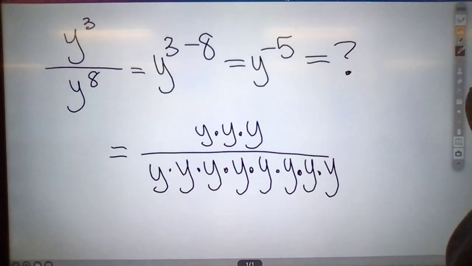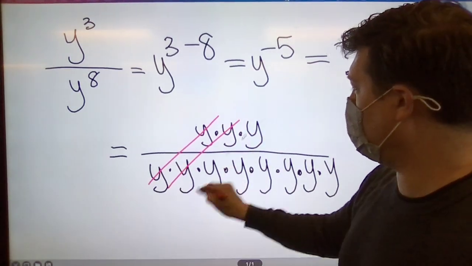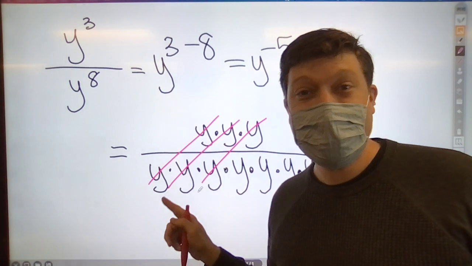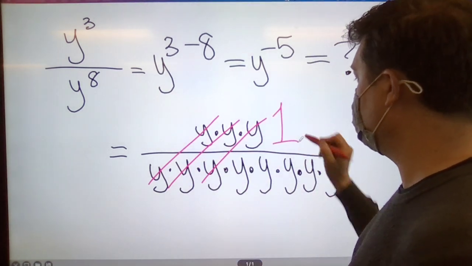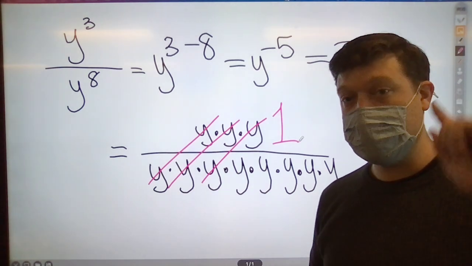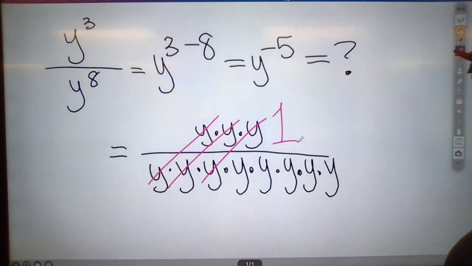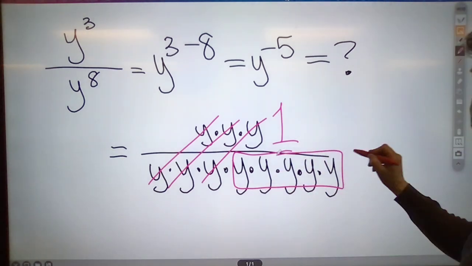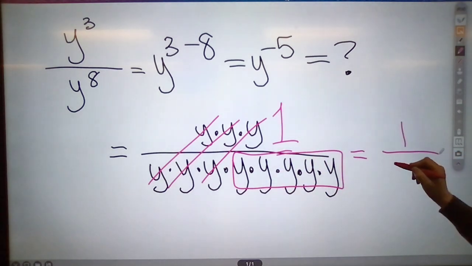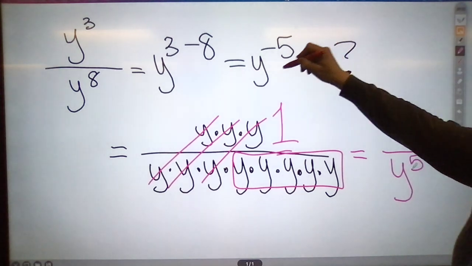Get your cancellation pen out. Cancel, cancel, cancel. There's nothing on the top? Lies. There's always something left on the top. It is a 1. You will lose points if you leave the top blank. And on the bottom, 1, 2, 3, 4, 5 y's. So in other words, 1 over y to the 5th.